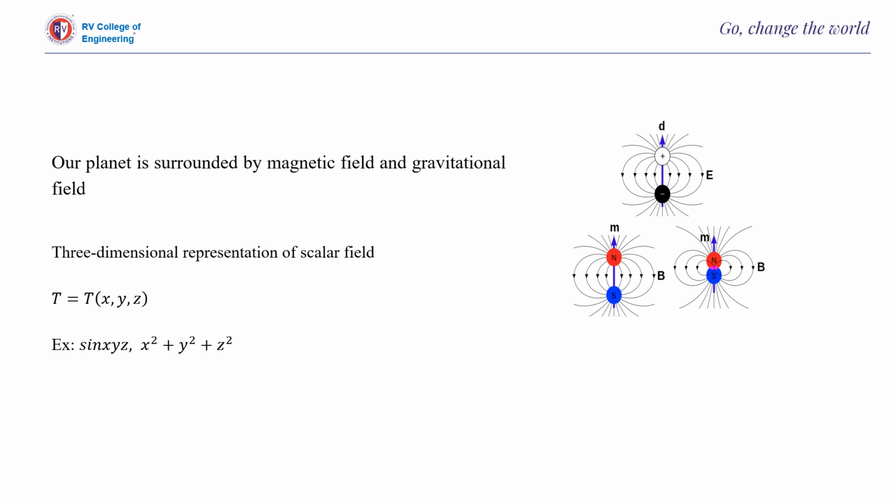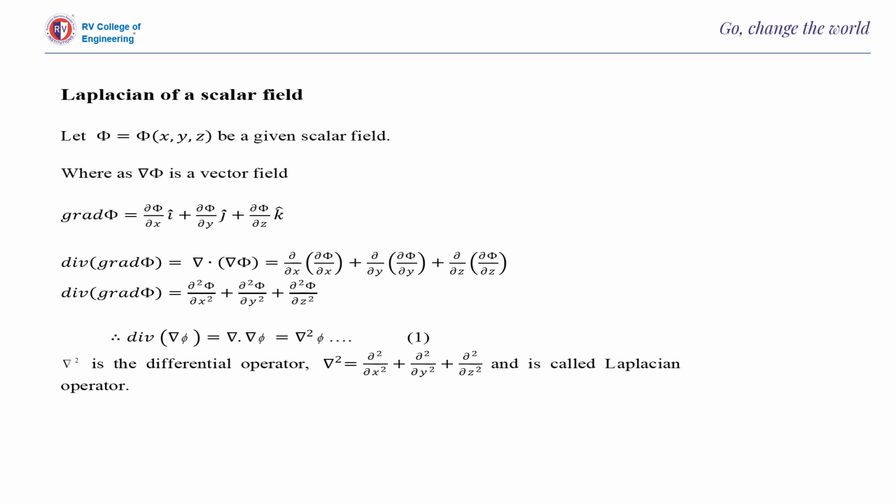Mathematically, we represent the scalar field by t equals t of x comma y comma z, or t may be a function of n number of variables also. We can even extend it to n number of variables. Examples: sine of xyz, x squared plus y squared plus z squared, etc. Let me see how the Laplacian operator is applied on a scalar field function.